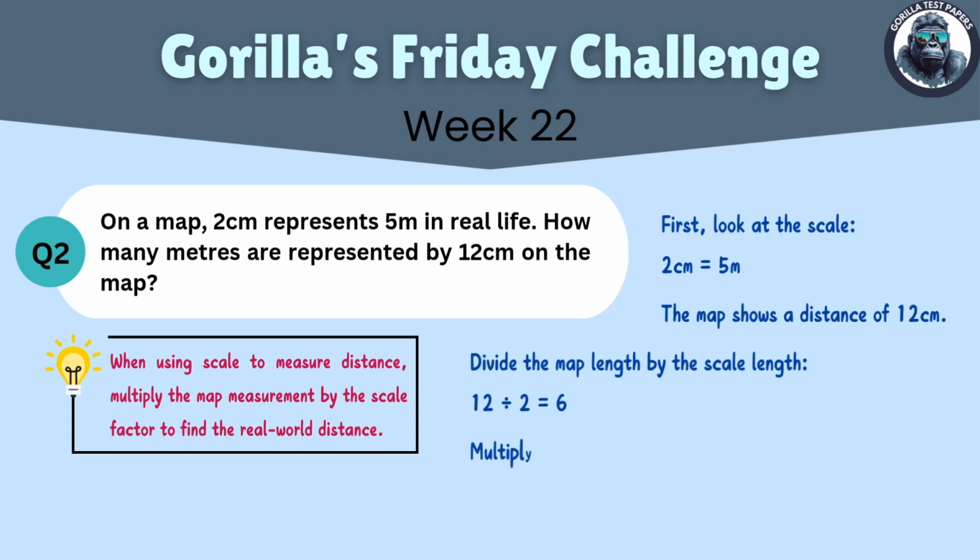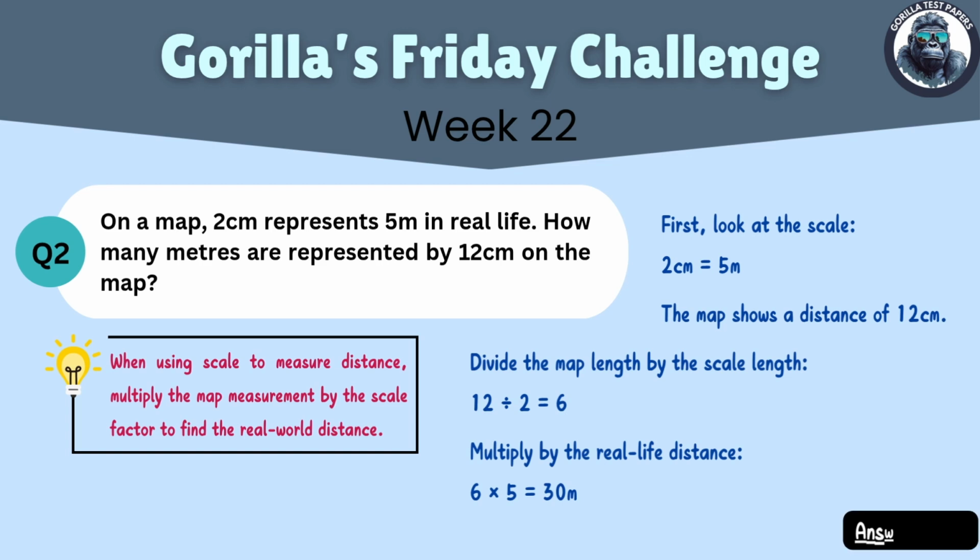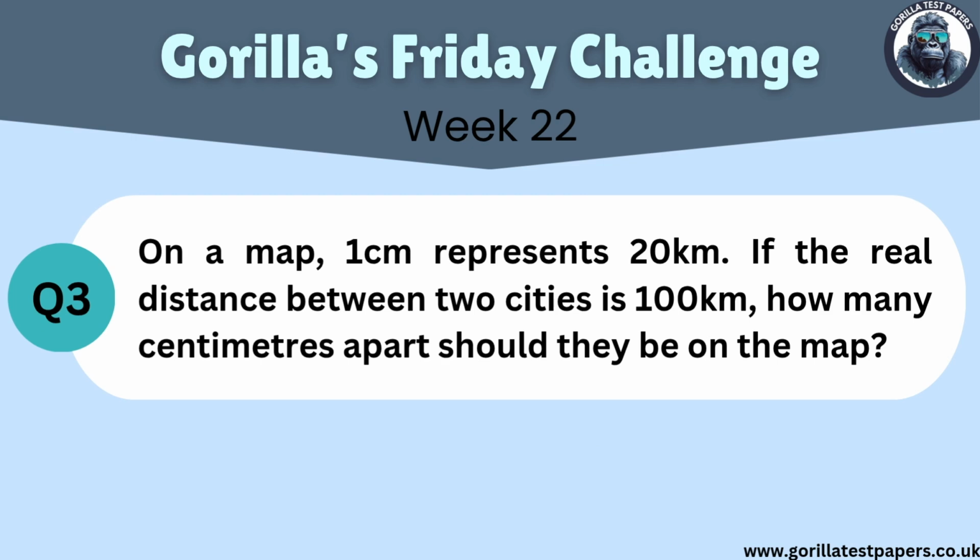Now let's multiply this by the real life distance. So we do 6 multiplied by 5, which gives us 30 meters. So the real distance represented by 12 centimeters on the map is 30 meters. This is the answer for this question. This is the next question of the week.